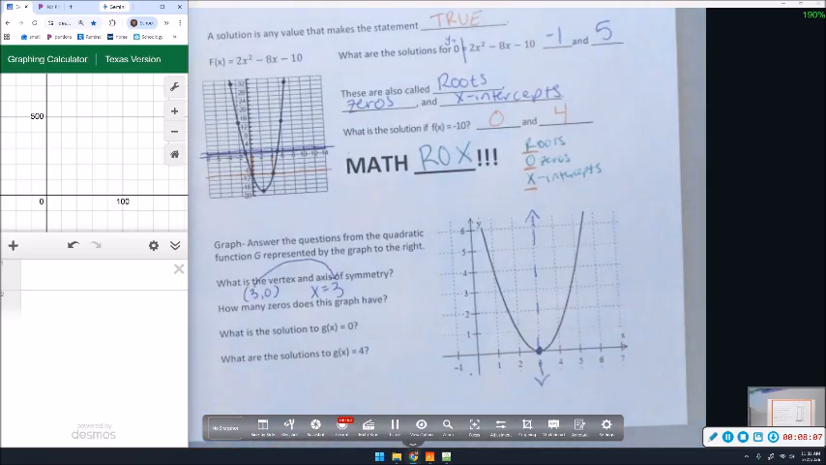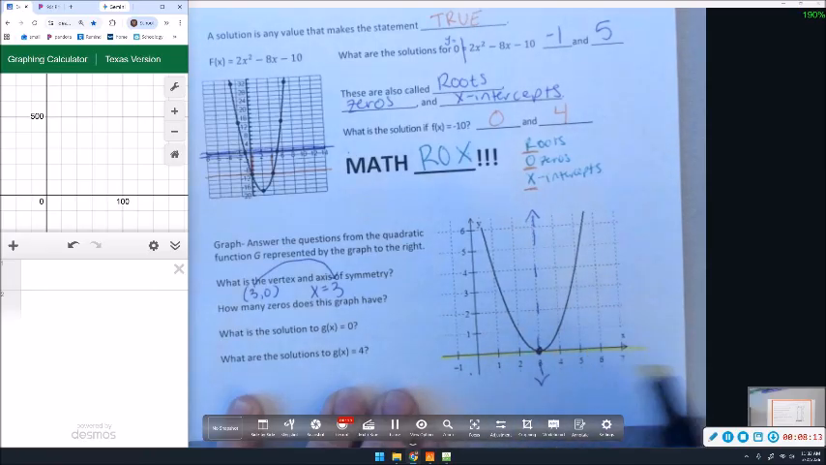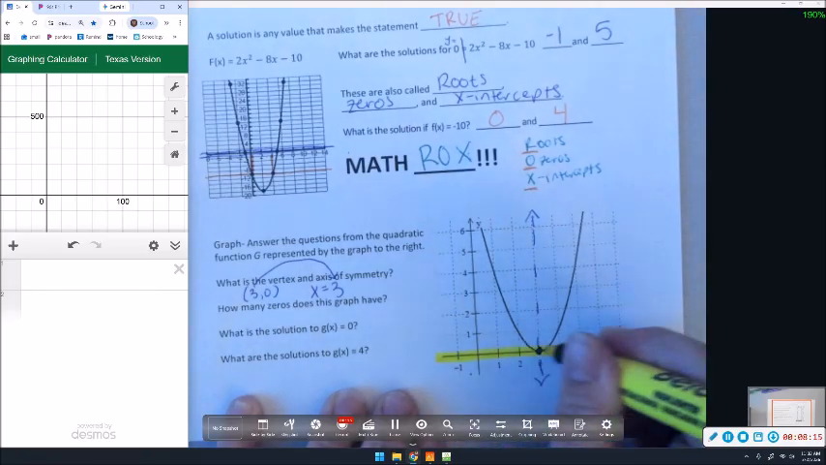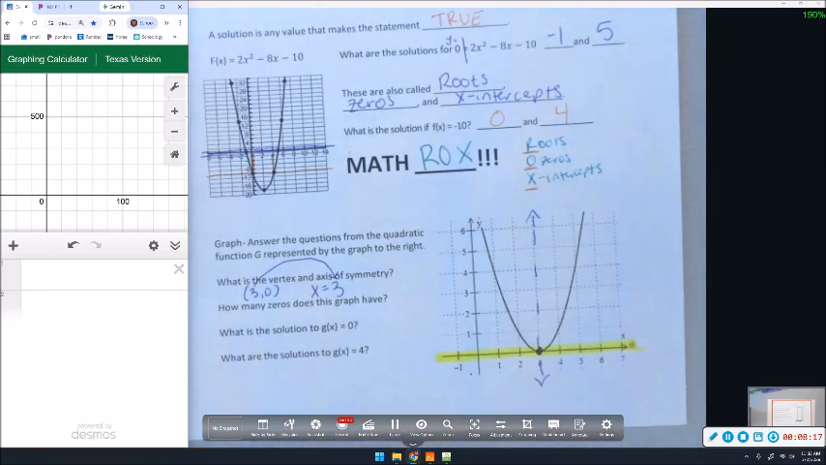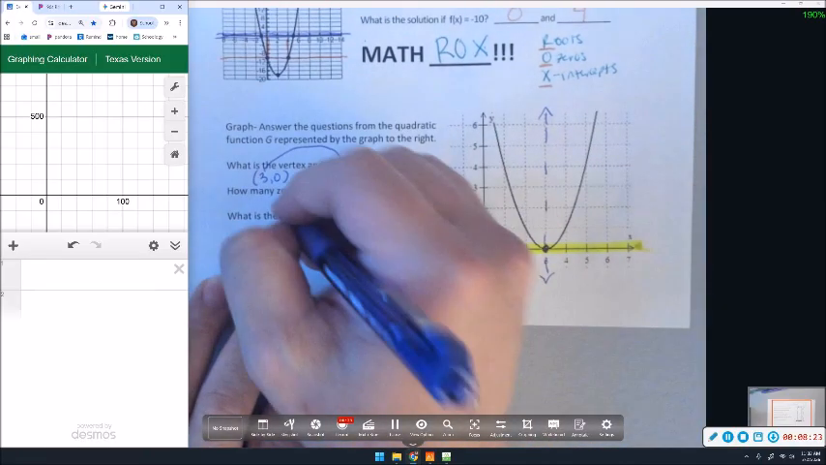So then it says, how many zeros does this graph have? Well, zeros are another word for what? X-intercept. So when I highlight my x-axis, how many do I have? 1. Doesn't it only touch that highlighted line just once? Yes. So I only have 1.